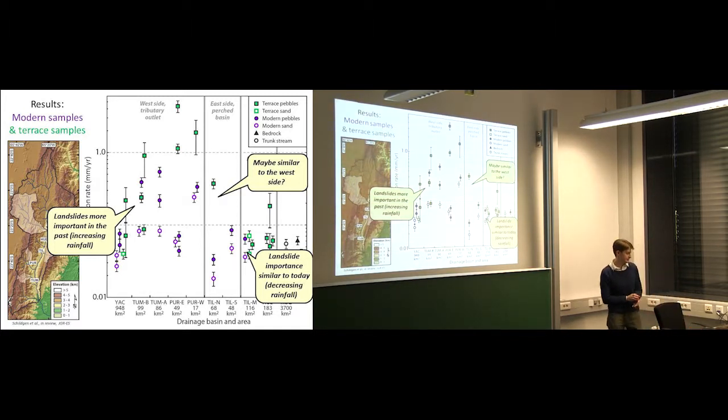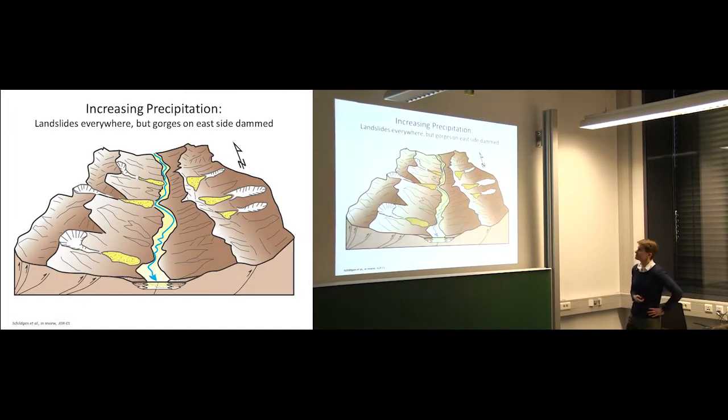All right, so how can we explain this? Specifically, what I want to try to explain is why, during times of increasing rainfall, are we not creating fill terraces and more landslides on the eastern side of the valley? How do we explain that? Now I think what's going on is actually a little bit simpler than that.